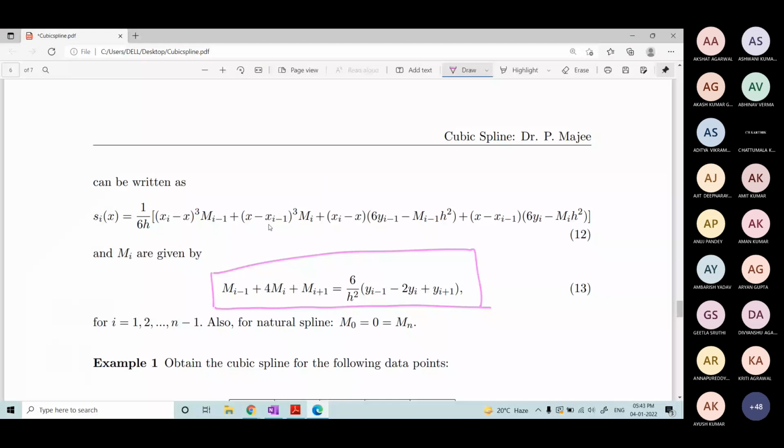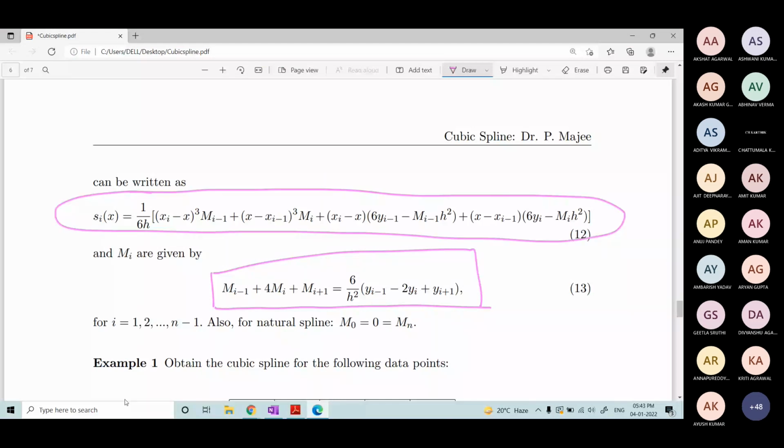Okay. And how many equations will you be getting? I equals 1 to I equals n minus 1. So there will be n minus 1 equations, and 2 values will be provided by you depending on the requirement. What kind of spline do you want? What will be the shape of the curve at the beginning or at the end? If nothing is mentioned, you will assume m0 equals 0 equals mn, or if natural spline is mentioned, you also will assume the same condition.